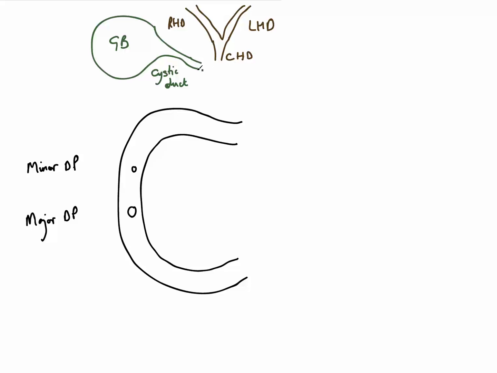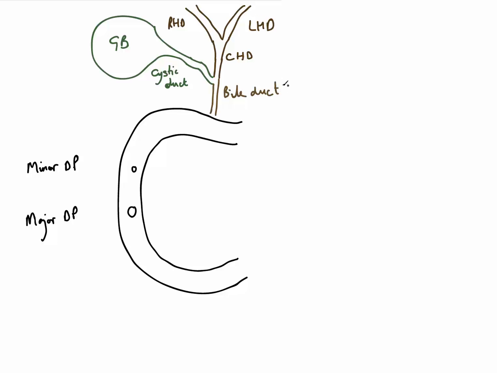The common hepatic duct and the cystic duct both pass out through the porta hepatis of the liver where they unite. The cystic duct merges with the common hepatic duct on its right-hand side. And from here, we then have what's known as the bile duct. So the bile duct is formed by the union of the common hepatic duct and the cystic duct.